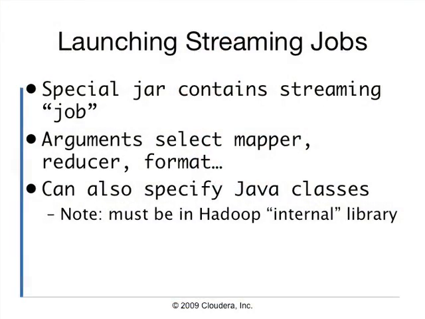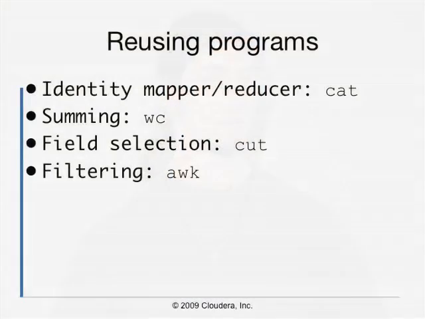The way that you launch these streaming jobs is there's a special jar that contains a job that represents streaming. You'd pass arguments for this that select what programs to run for the mapper and the reducer, where the data is coming from, etc. You could also specify Java classes for the mapper and the reducer, although currently those must be inside Hadoop's internal library. So Hadoop comes with an identity mapper, for example, and you can use that just by saying org.apache.hadoop.mapred.lib.IdentityMapper. But you can specify any arbitrary program command string to use for the mapper and the reducer. You can write your own scripts.